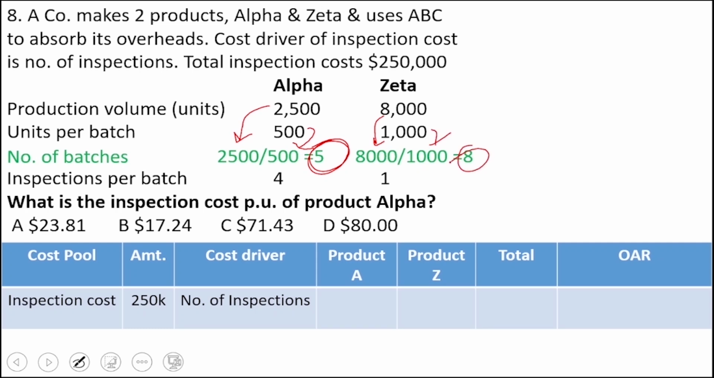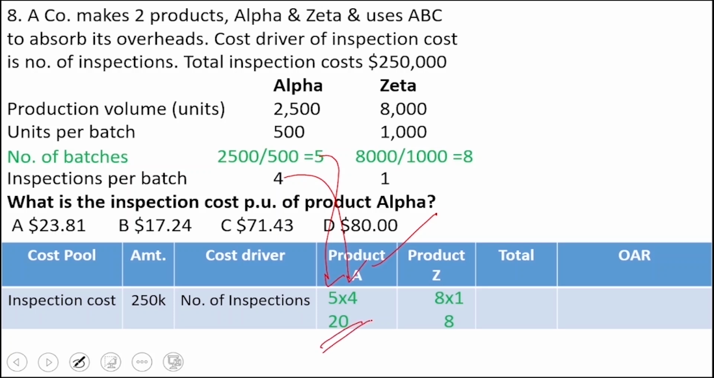Now it is easy for us to find out the number of inspections. Number of inspections for product A is 5 batches multiplied by 4 inspections per batch, which means that totally 20 inspections are required. Likewise for zeta, 8 batches are required and inspections per batch is 1. So 8 into 1, totally 8 inspections. So the number of inspections for product A plus product Z is 20 plus 8 or 28 inspections.